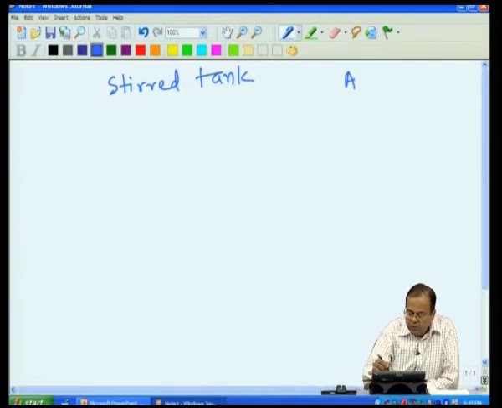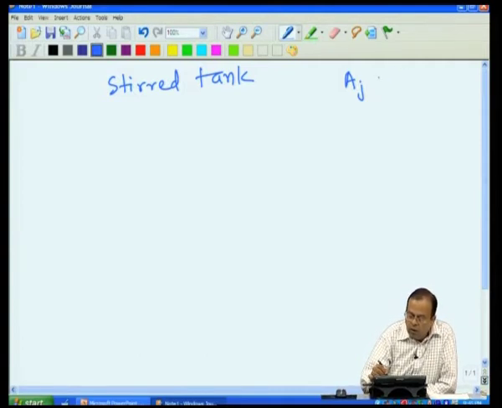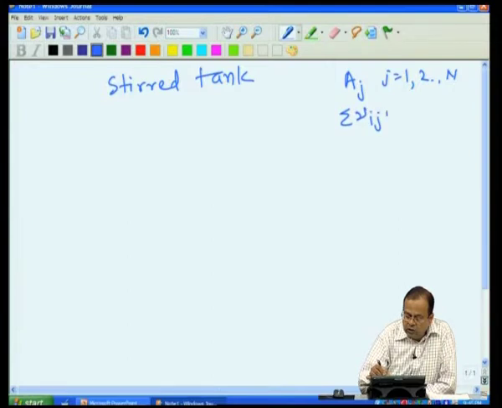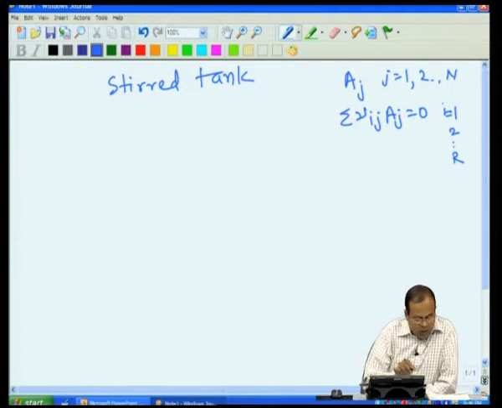Remember, our reaction is, there are a large number of reactions, let us say in n species Aj, j going from 1, 2 up to n, and we have a reaction summation nu_ij Aj equal to 0, where this is my ith reaction. So, I can go from 1, 2 up to, let us say, independent reaction R. So, we have all these species, we have these reactions taking place between these species, and if we consider an ideal stirred tank reactor, the energy balance boils down to this: summation Nj Cpj.